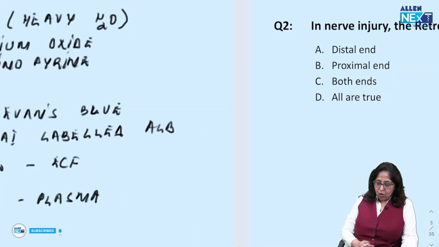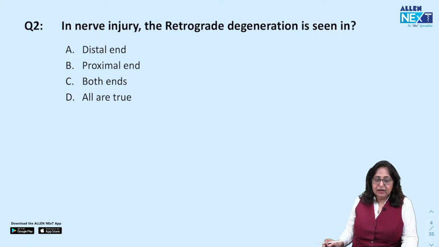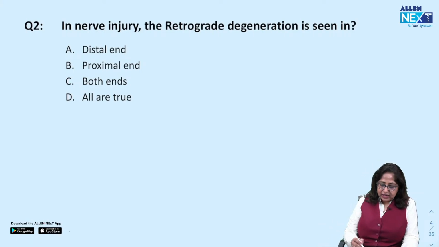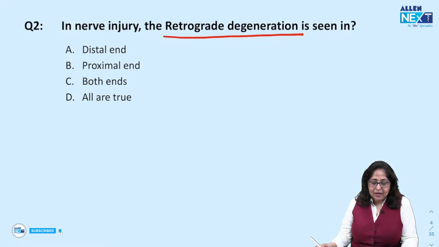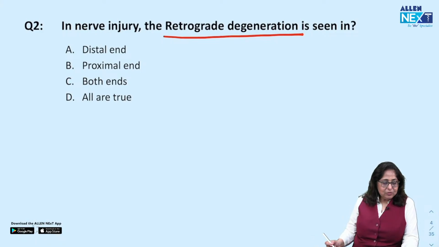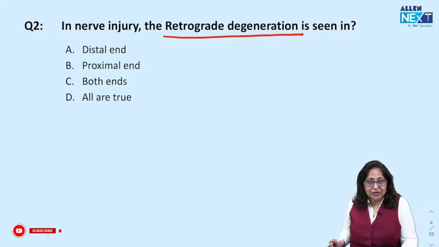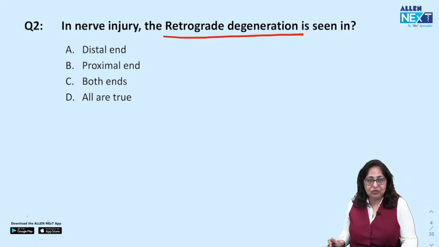Okay, so let's go on to the next question. Now this says, in nerve injury, retrograde degeneration is seen in. So basically we're looking at Wallerian degeneration, right? And now what are the changes which are going to happen once there is a nerve injury?